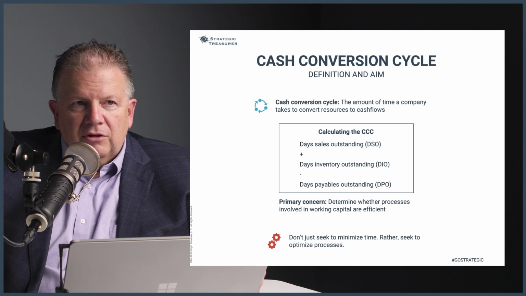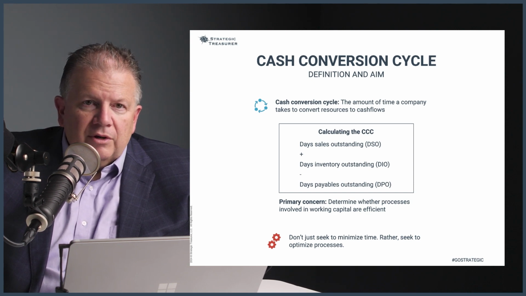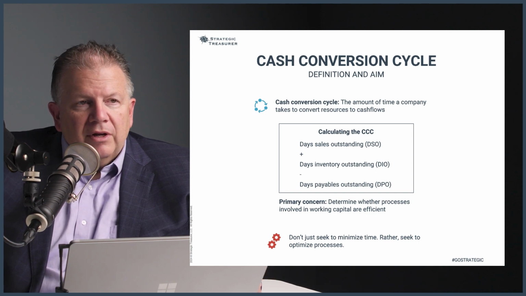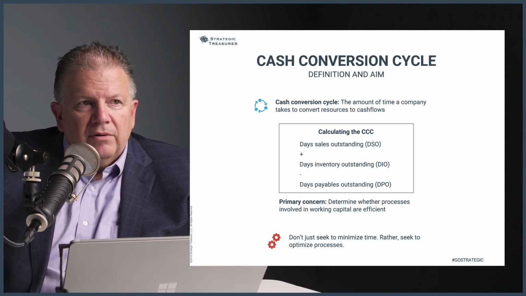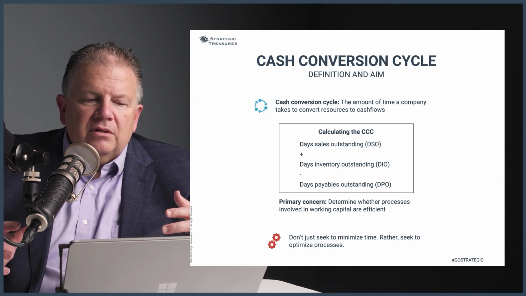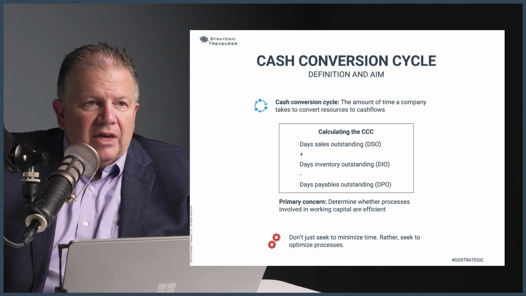So this is a measurement in terms of days, not in terms of dollars. So days and time is a measure of efficiency as opposed to dollars. I know that's very fundamental for some. For others, it might be relatively new. But this is how much time it takes to convert resources to cash flow. So this touches on how a business can expand quickly, how they can grow and scale.